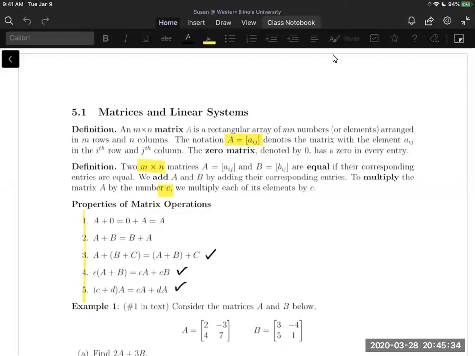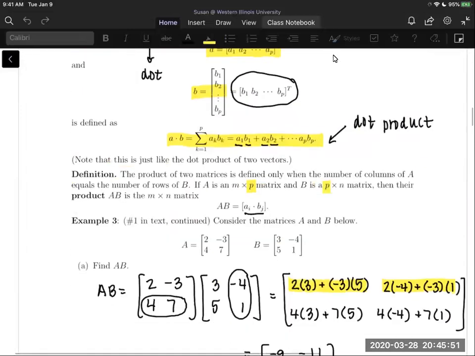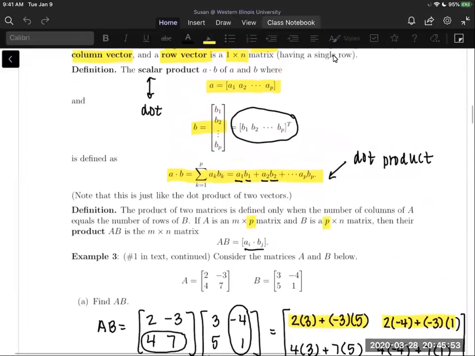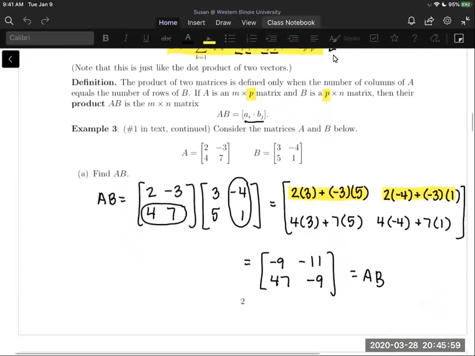This is section 5.1, Matrices and Linear Systems, part 2. In the previous video, we introduced a lot of the terminology for matrix algebra. We talked about matrices, whether they're equal, how to add them and take scalar multiples. And then toward the end there, we introduced the scalar product, also known as the dot product. And we used the definition of the scalar product to then define how to multiply two matrices.